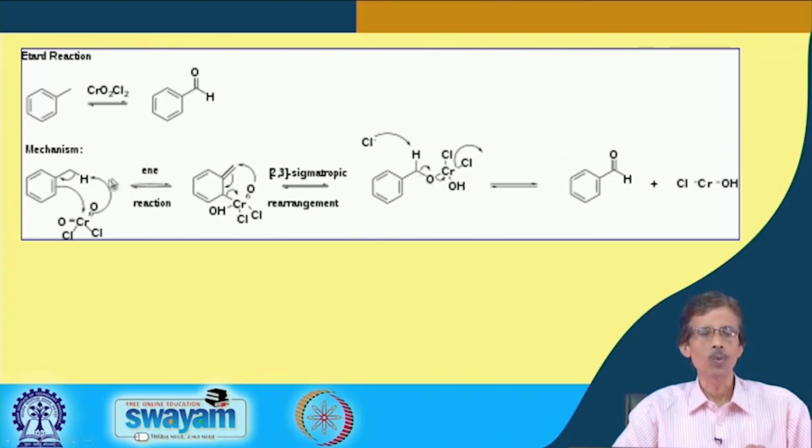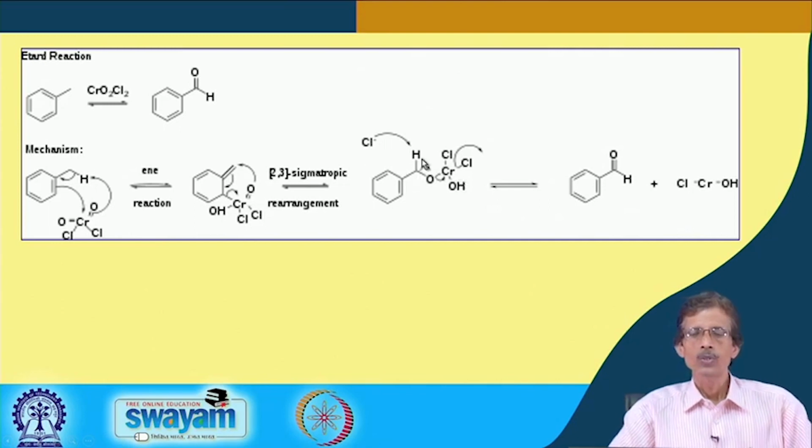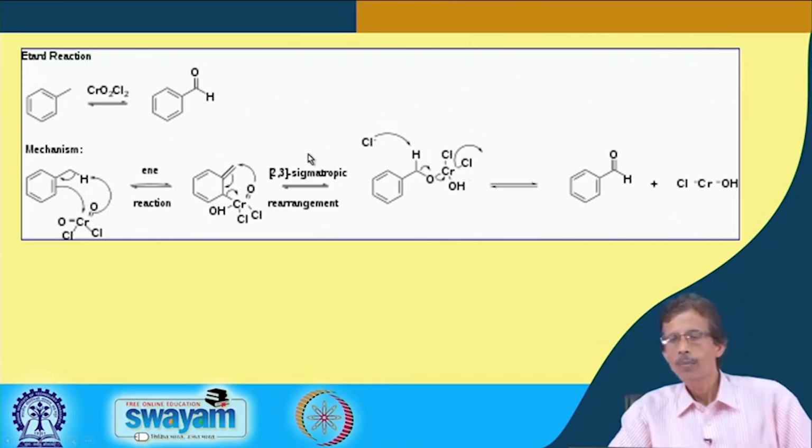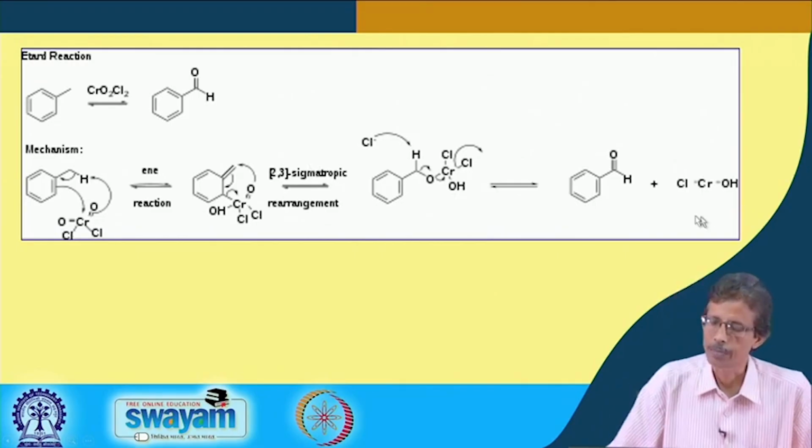So, initially when this is present, you have the corresponding CH2, so CH2O, which is attached to the oxygen of the chromium center of chromyl chloride. Then this hydrogen can be abstracted back by the Cl minus which is present on the chromyl chloride, forming our HCl in the medium.